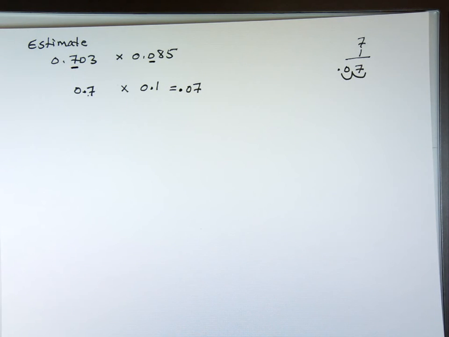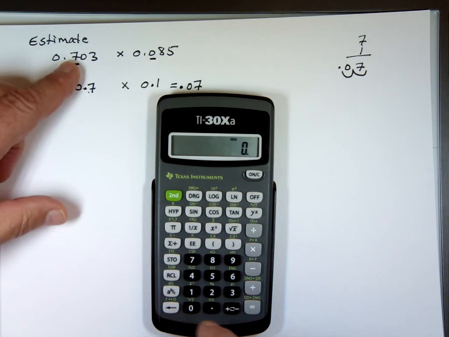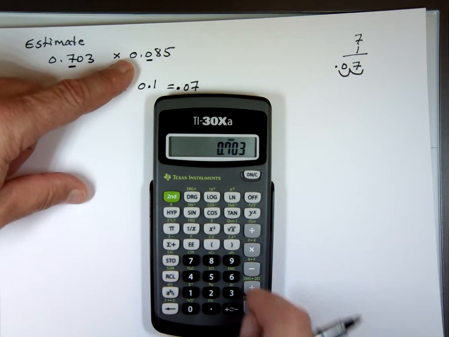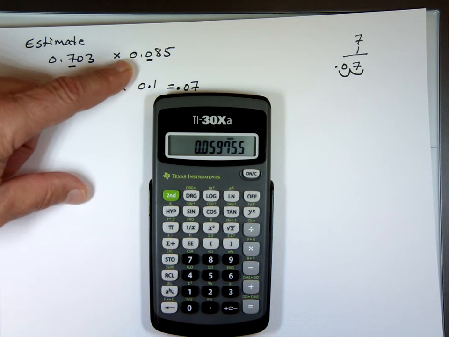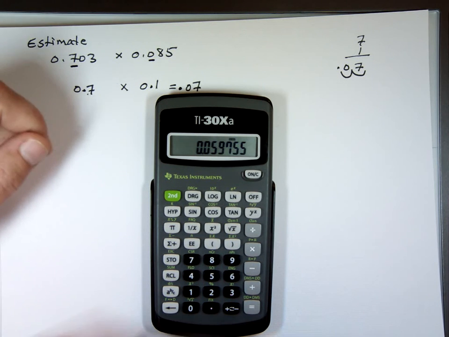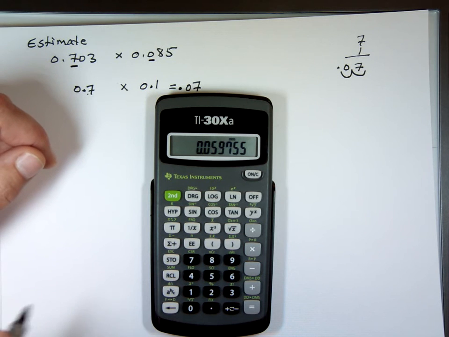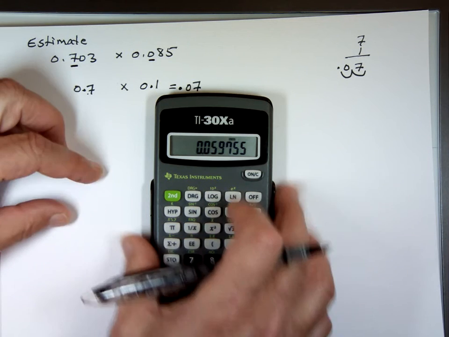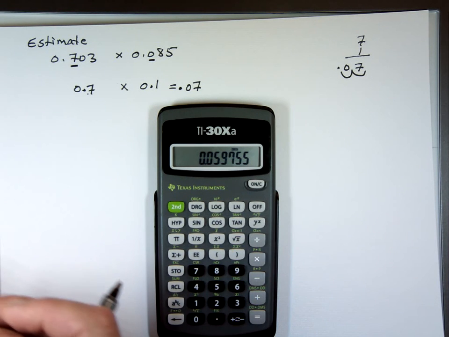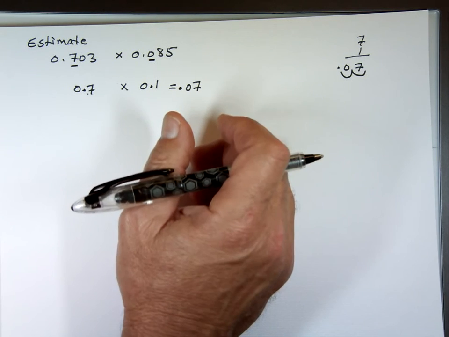Notice actually, if I go to my calculator and multiply the numbers, I'm not going to be that far from that number. There we go. 0.703 times 0.085. 0.059, which is 0.06 roughly. But I'm looking for a neighborhood answer. I'm not looking for the exact answer. 0.06, 0.07, yeah, that's close enough. So when it says estimate, you need to round them first, then do the math.